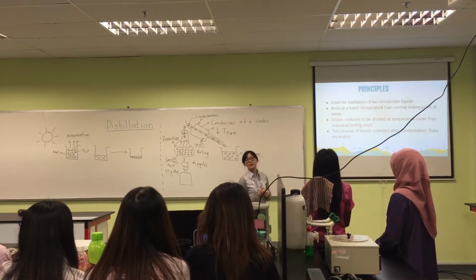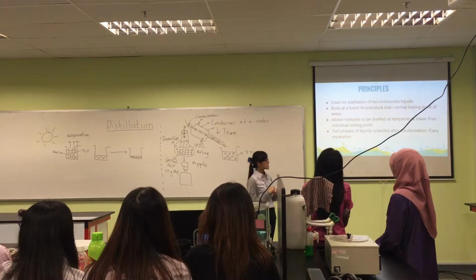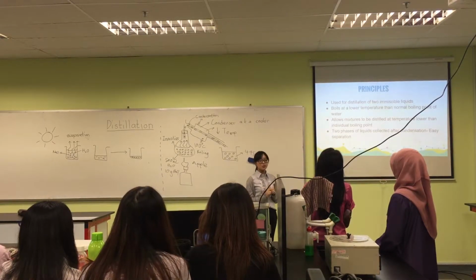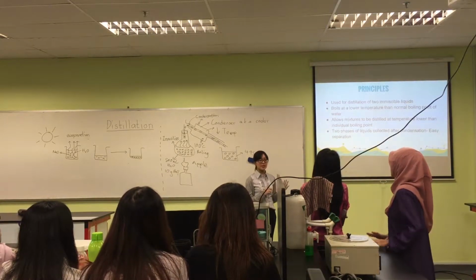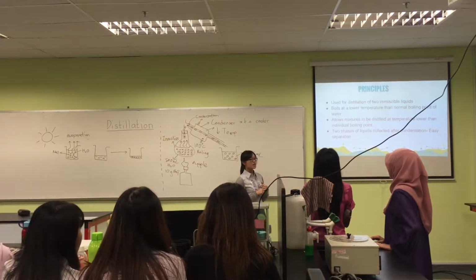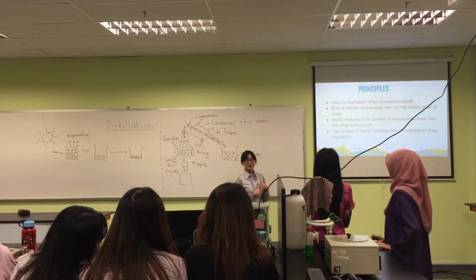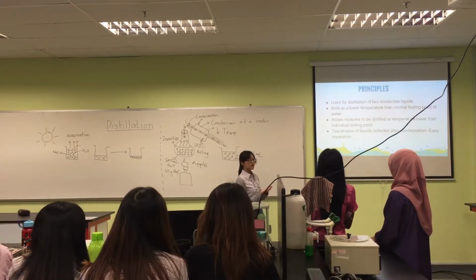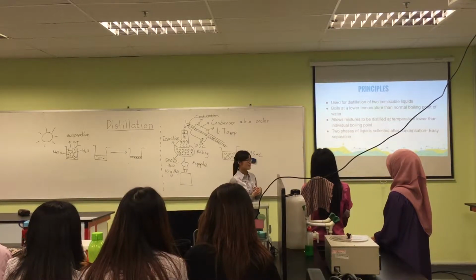At the end of the distillation, there will be two liquid phases collected, and because of the two phases of liquid, the separation of the liquids becomes easier, so you can collect the things that you really want to collect, which we call the distillate.